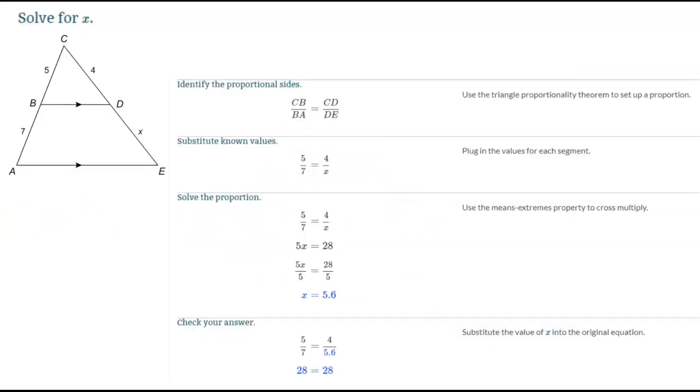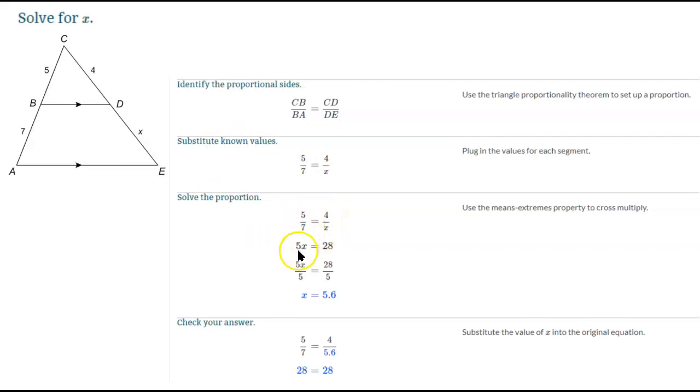Let's see how this works. So here we're going to solve for X. Notice that the first thing that we do is identify the proportional sides. So CB is 5 and BA is 7. CD is 4 and DE is X. Substitute the known values and solve the proportion.